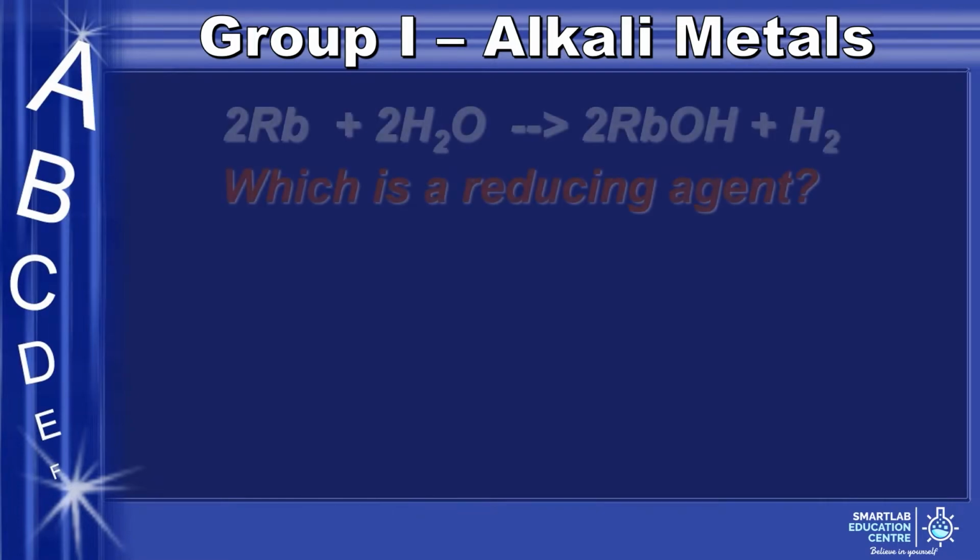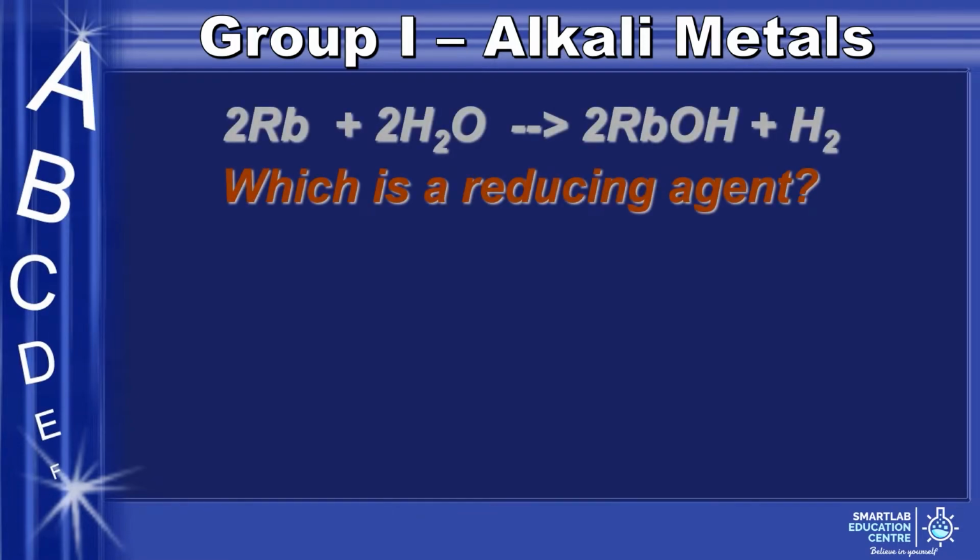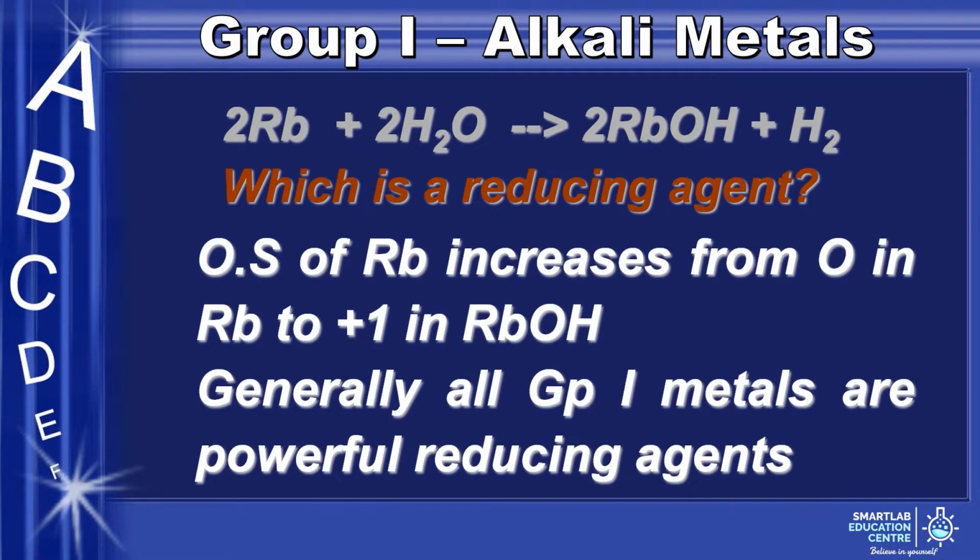Looking at this equation, which involves rubidium in water, are you able to tell which is a reducing agent? The answer is rubidium, as the oxidation state of rubidium increases from 0 in rubidium to +1 in rubidium hydroxide. Therefore, generally all group 1 metals are powerful reducing agents.